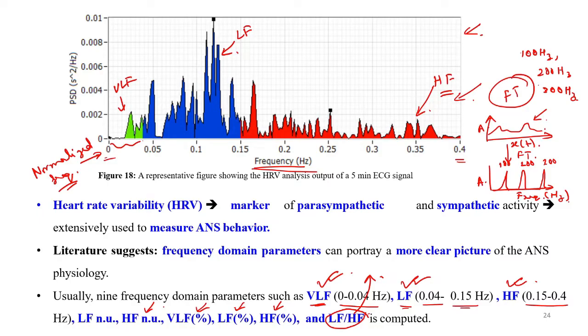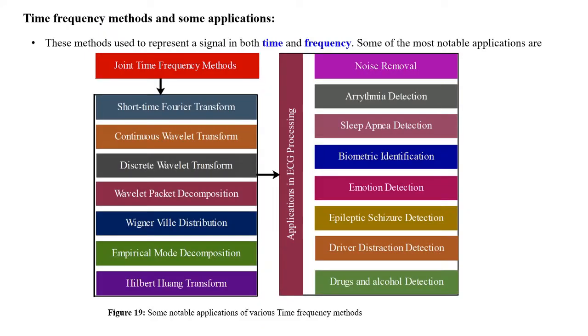Now, why is this so? Why did we not analyze the time domain RRI signals? The reason being, it has been found that frequency domain parameters can portray a clearer picture of the ANS physiology. So if you have to understand the ANS physiology, you have to convert the RR interval signal into its frequency components and then analyze those frequency components to understand the ANS physiology.